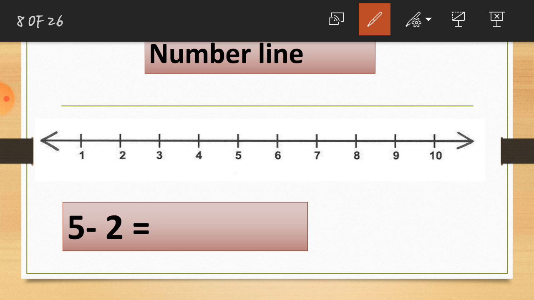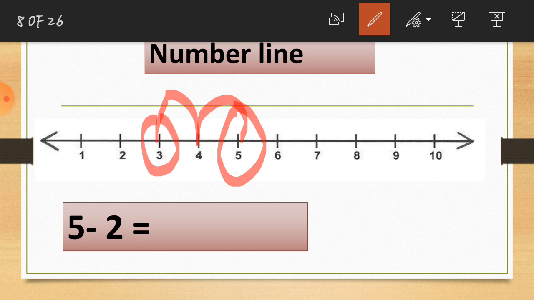Here is the number 5. You can see I circle it. So I move back 2 steps to the left side. See, this is the first step and this is the second step. So I move 2 steps back to the left side and I get this answer, which is 3. You can see I circle it. So the answer is 3. Hope you remember how to use this number line.